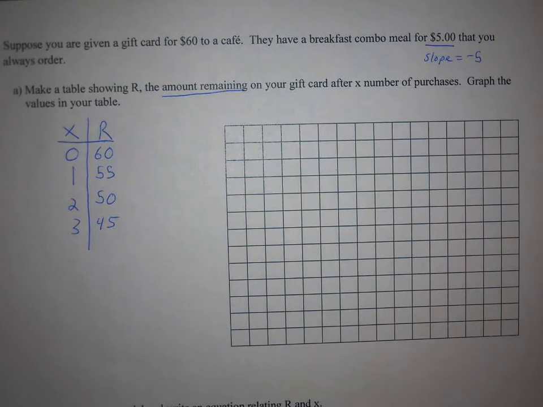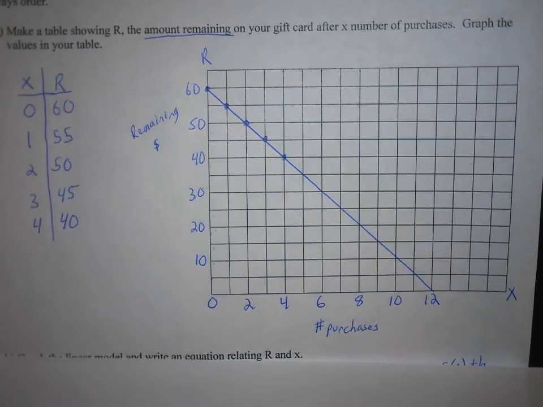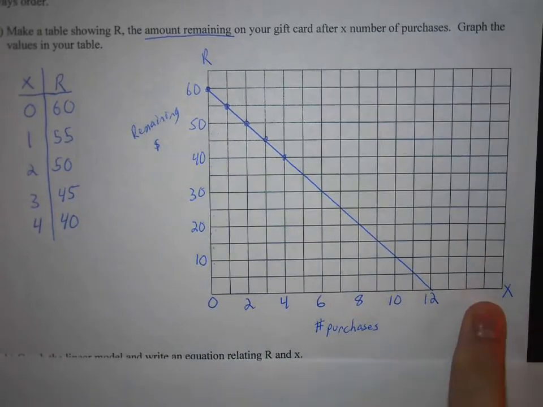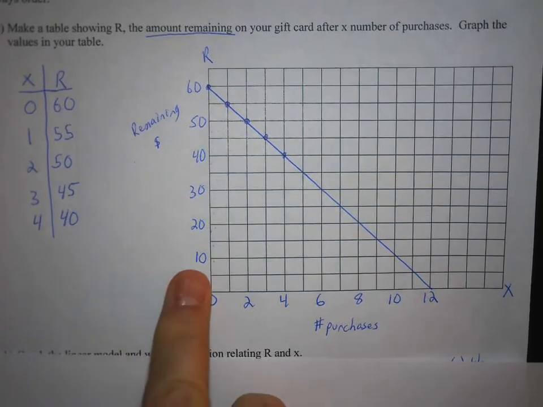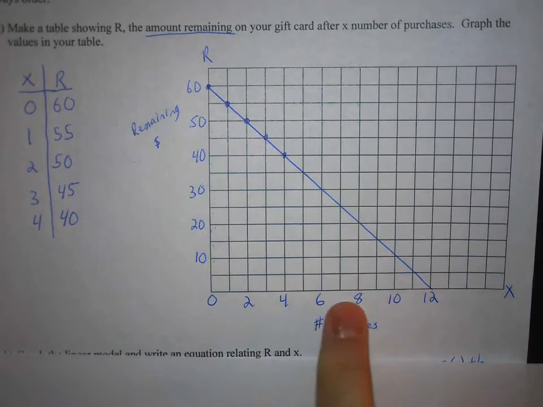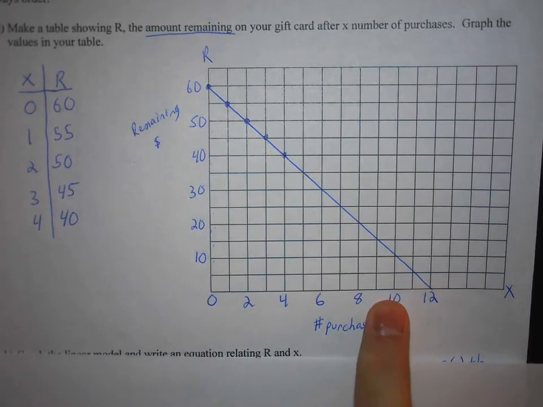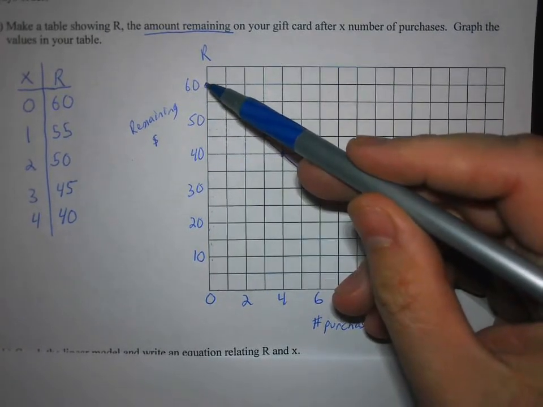So then if you go through and graph it on a scatter plot, again, it's a fairly basic one. I'll put an answer up here just for the sake of time in the video. So number of purchases goes across the bottom, that's your X value, and then the amount remaining is your vertical. I just use 5 for each tick mark going up the side, and 1 for each tick mark for the number of purchases.